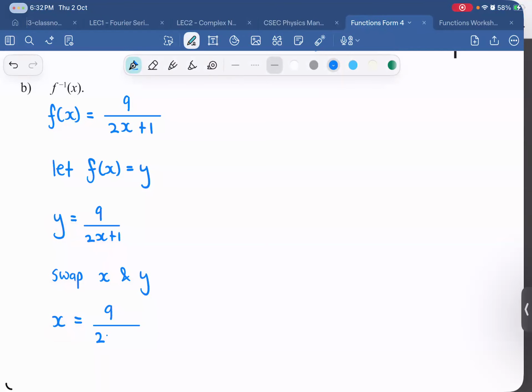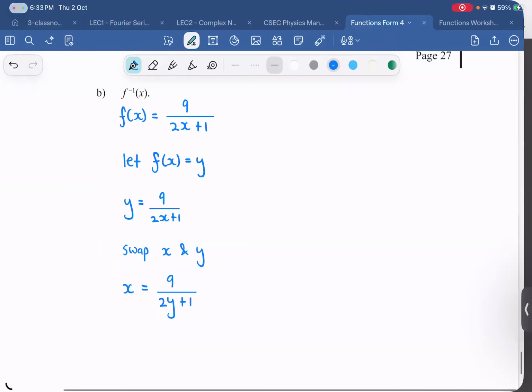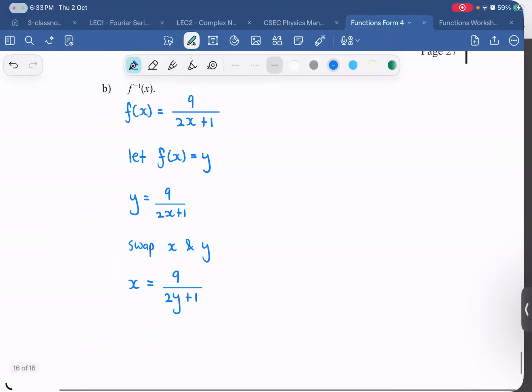You're swapping x and y. You're interchanging them. So if y became x, what do you think x has to turn to now? x has to turn to y. Yeah, that's it. So x is equal to 9 over 2y plus 1. Pay attention. I don't want to catch you lacking again, because you're gonna get confused and you're gonna get lost, and it doesn't make sense if you get lost.